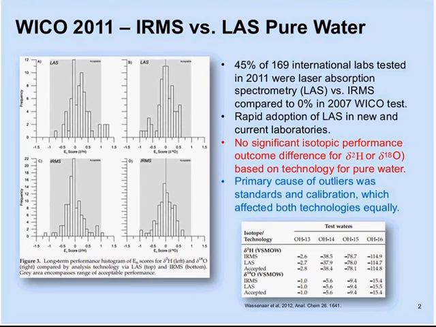Now, you can see from the table down below and from the graphical figure on the left that there really was not much of a significant isotopic performance difference, either for deuterium or O18, based on either technology for pure water. But when we dug a little bit deeper, we found that the primary cause of poor performance, or outliers, seemed to revolve around the handling of standards and calibration, which incidentally affected both technologies equally.